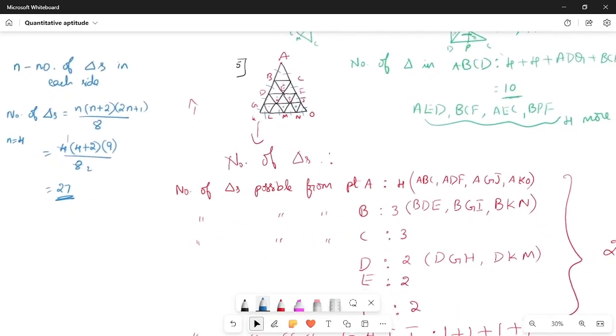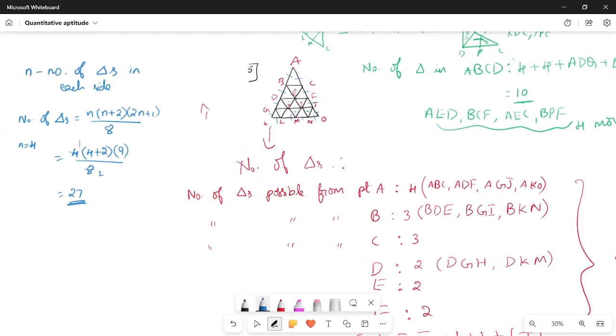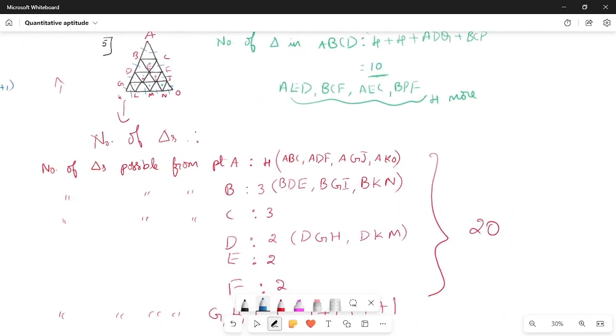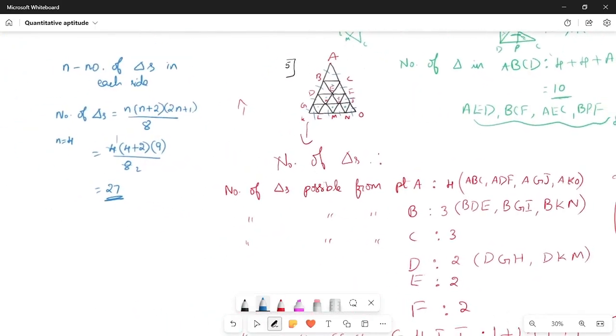This formula you can apply if it is asked in multiple choice questions. Otherwise, you have to go by this method. And this formula works only for this kind of problem, not every time. If the number of partitions is the same in the given triangle, only then can you go for this formula.